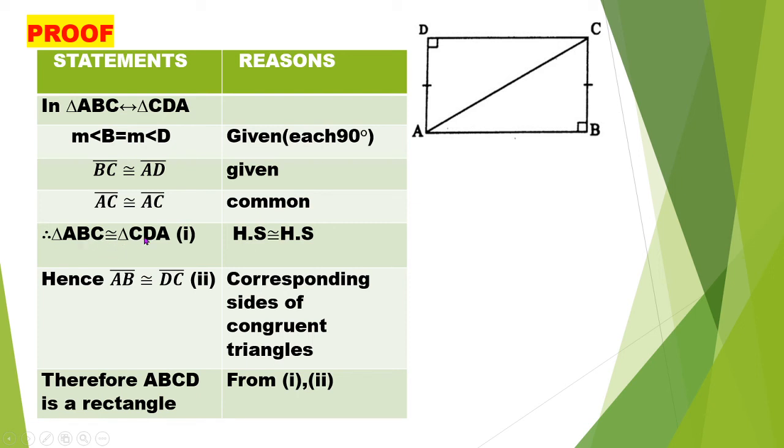When the triangles are congruent, their corresponding sides automatically become congruent. So side AB is congruent to side DC, corresponding sides of congruent triangles, and these angles will also be congruent. So as all the opposite sides are congruent and the angles are also congruent, therefore ABCD is a rectangle. And this is the whole thing we have to prove in this question.